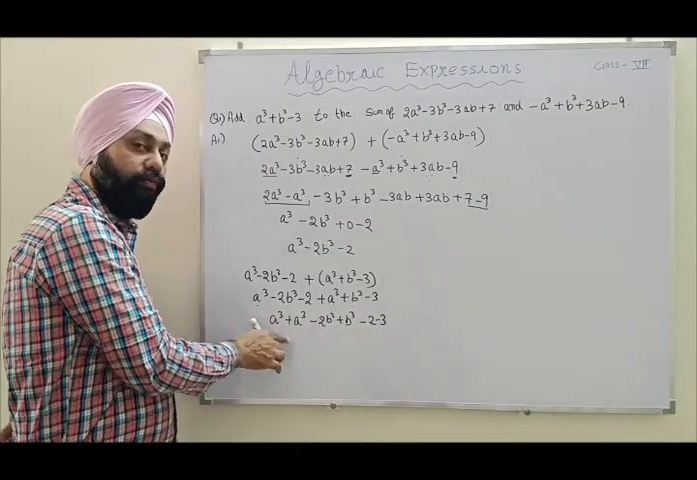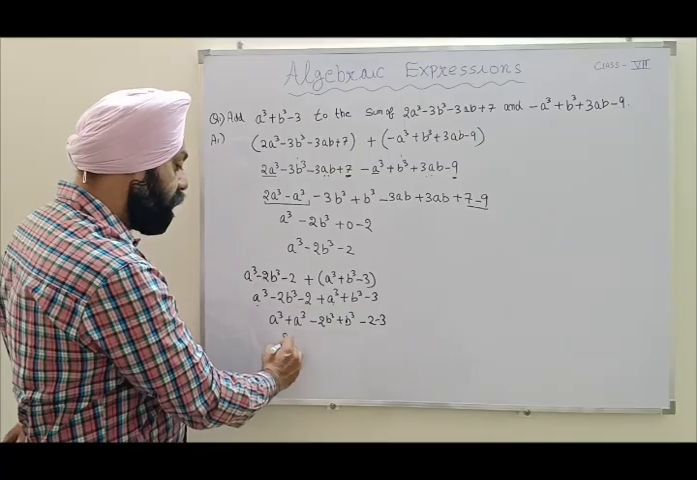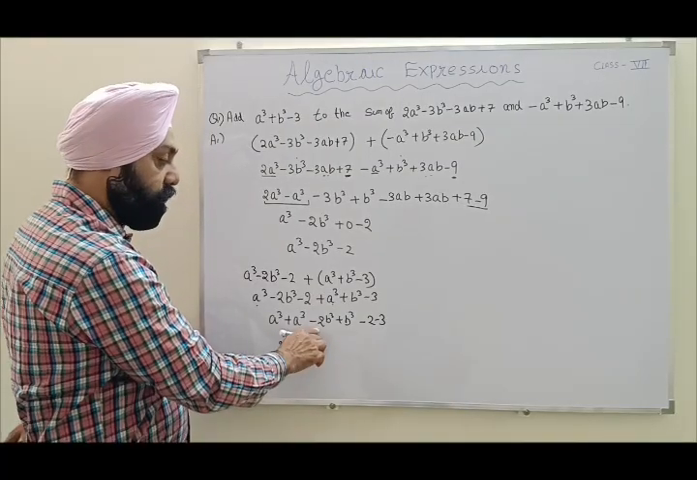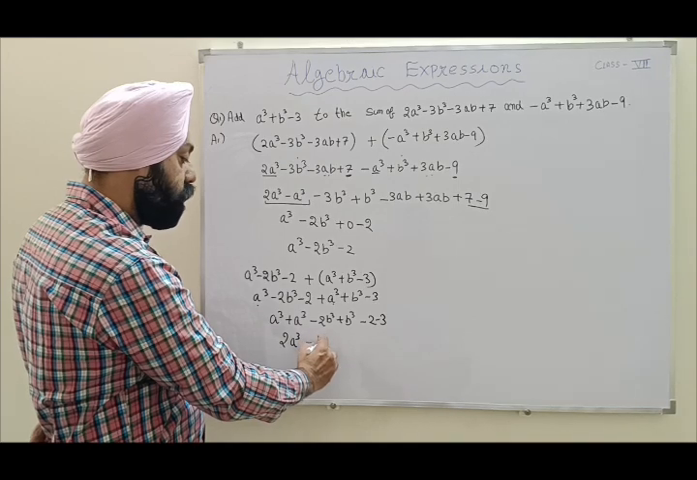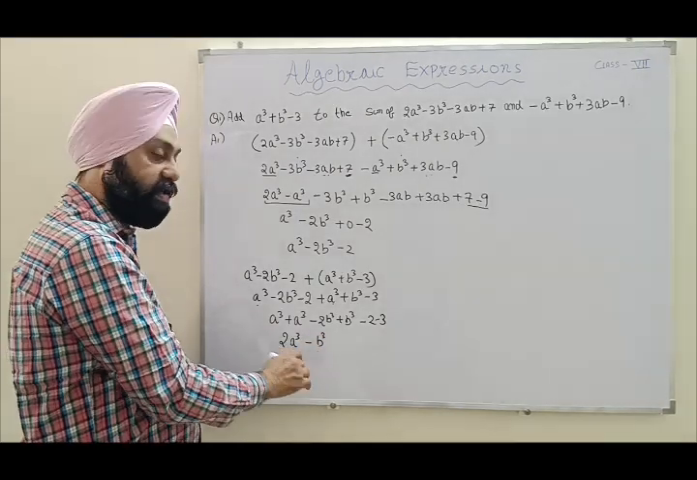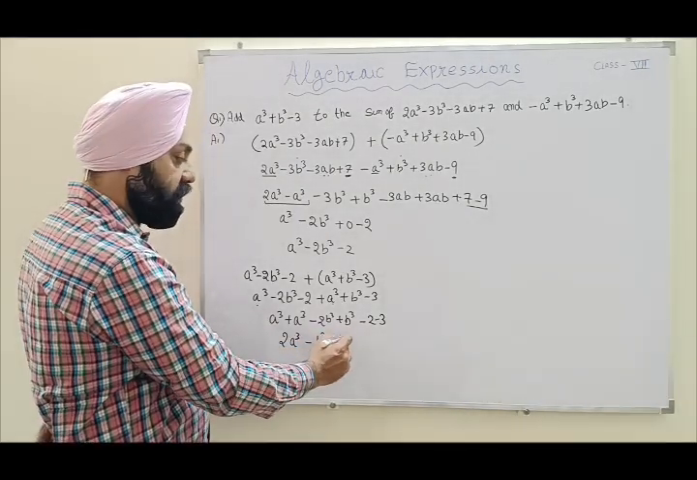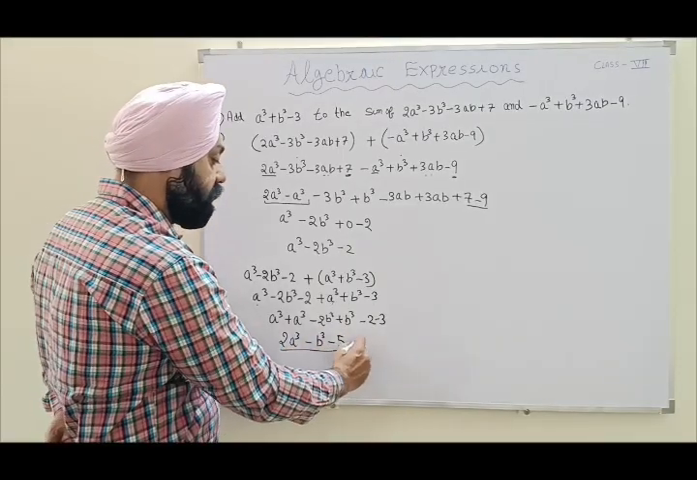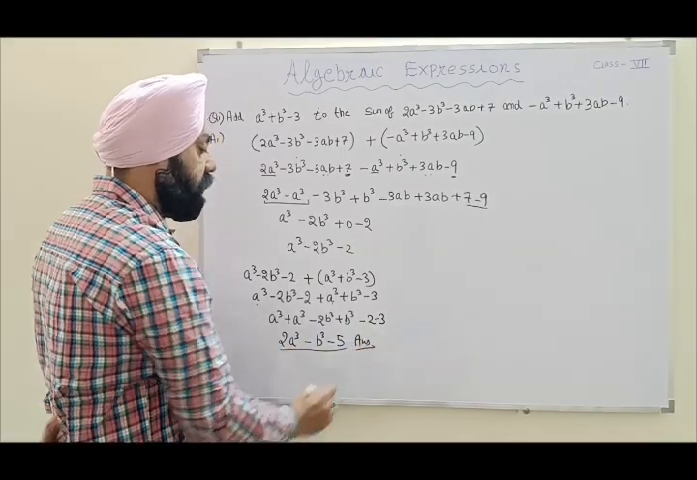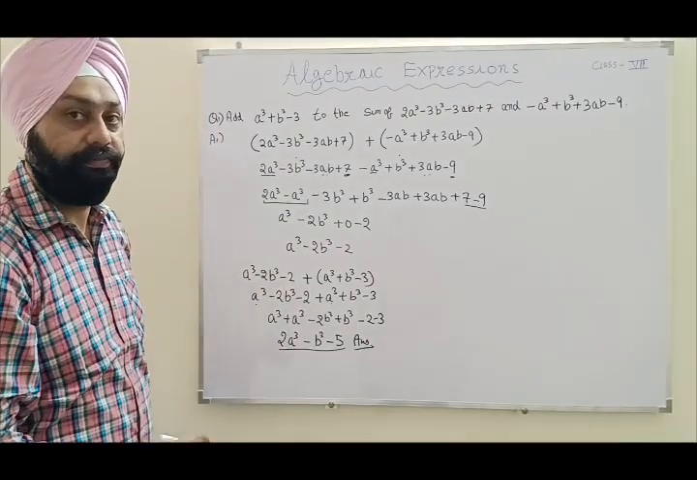A cube and a cube, 1 plus 1 will give 2. So it will be 2a cube, minus 2b cube plus b cube will give minus 1b cube, or you can simply write minus b cube, and minus 2 and minus 3 will give minus 5. So this is the answer of this question.